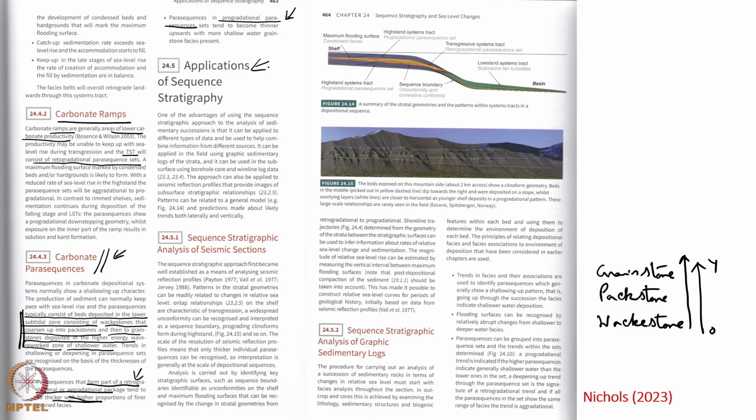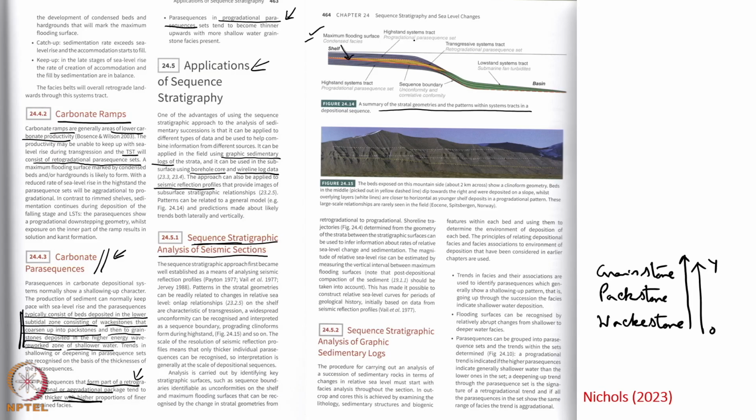Where is sequence stratigraphy applied? It can be applied on the graphic sedimentary logs. It can also be used for borehole core and wireline log data and with seismic reflection profiles. The sequence stratigraphic analysis of seismic sections is of great importance. Here is a summary of the stratal geometries and the pattern within systems tracts in the depositional sequence. The maximum flooding surface and the condensed facies have been pointed out here.